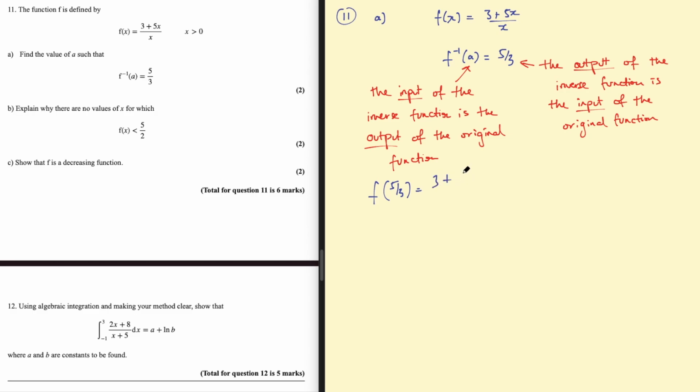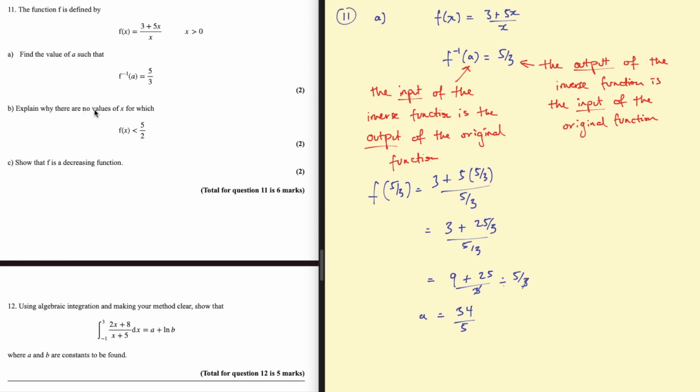So this will be (3 + 5 times 3/5) over 3/5, and then just simplify this. So this will be (3 + 3) over 3/5, which is 6 over 3/5. Then you can cancel the denominators and evaluate this as 30/3, that's 10, and we're done. So a is 10.